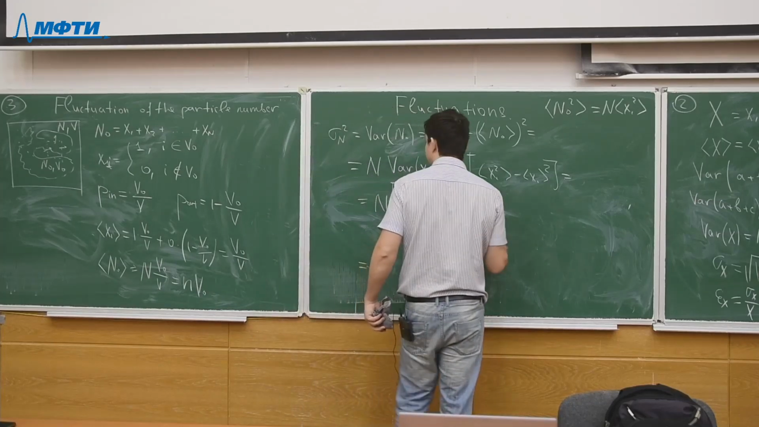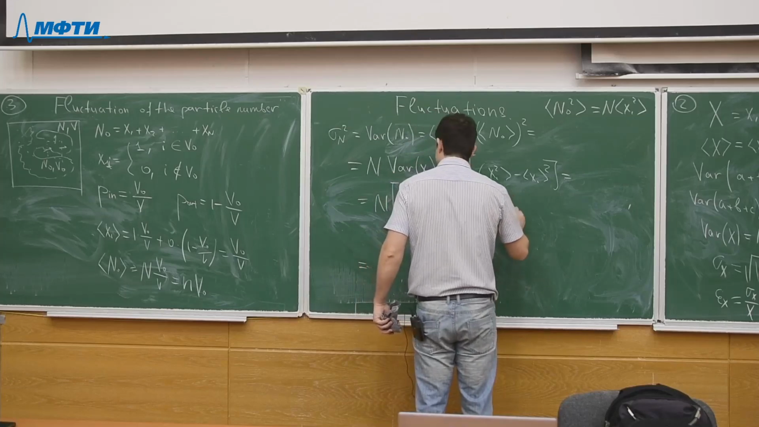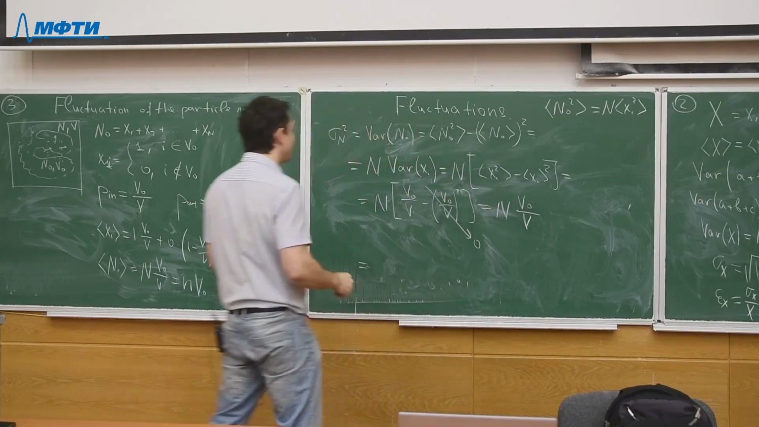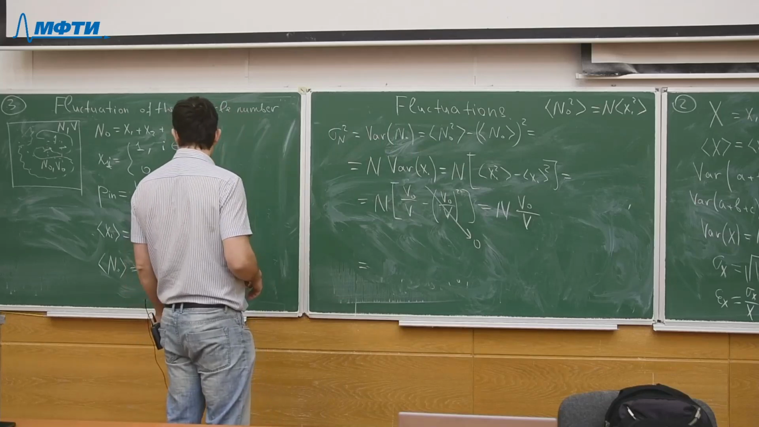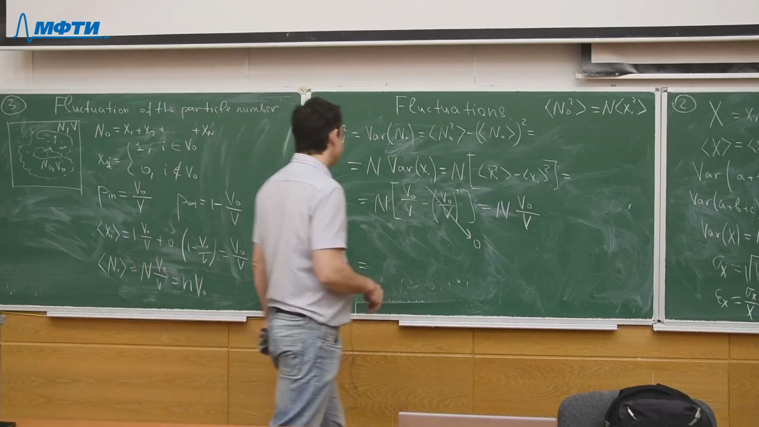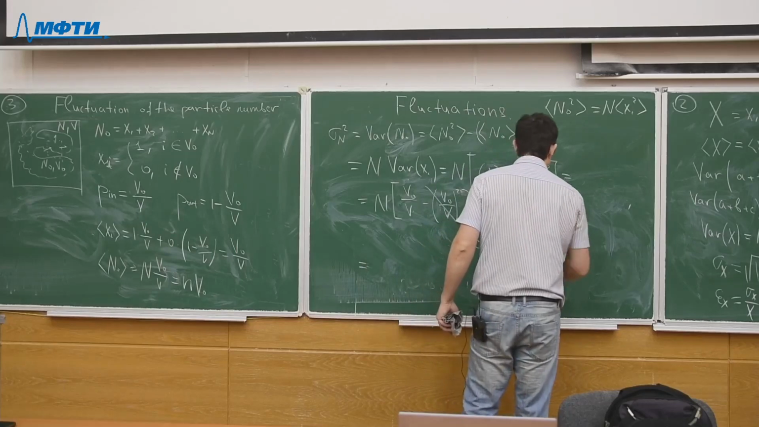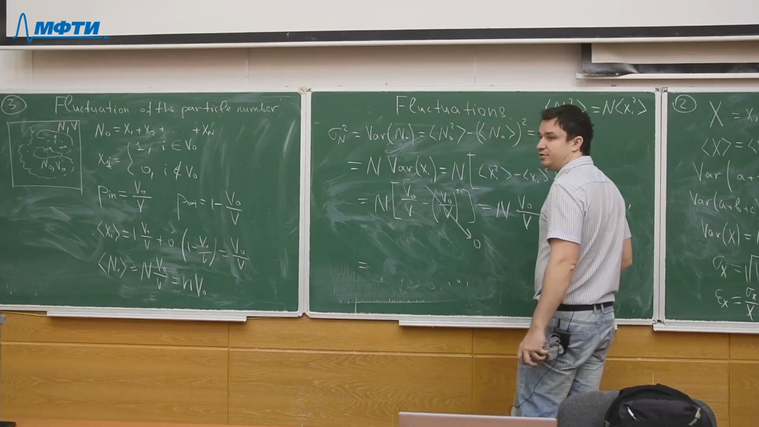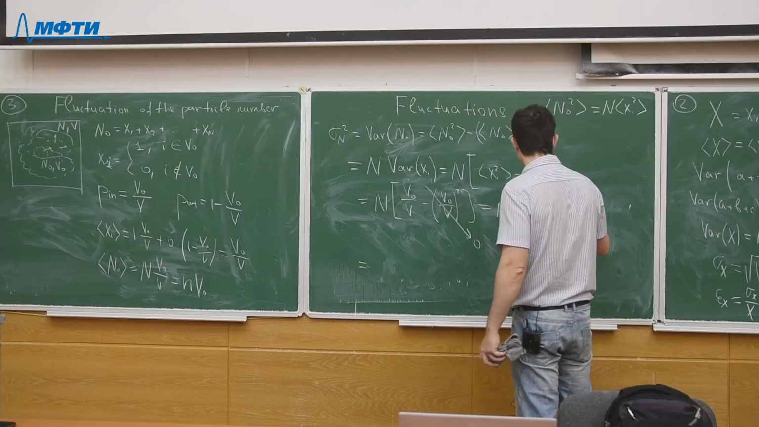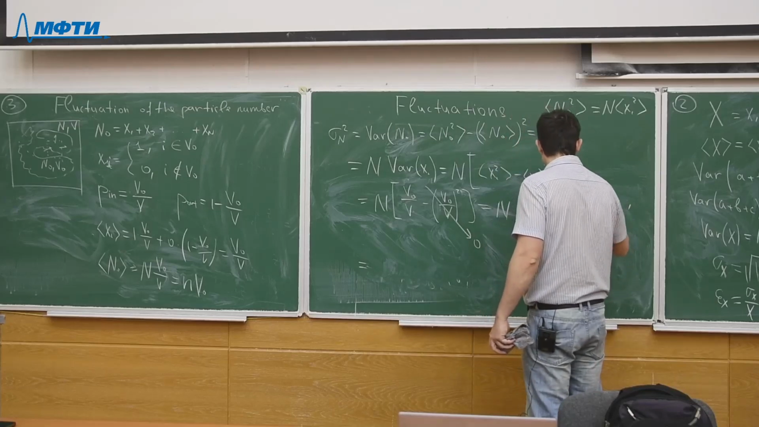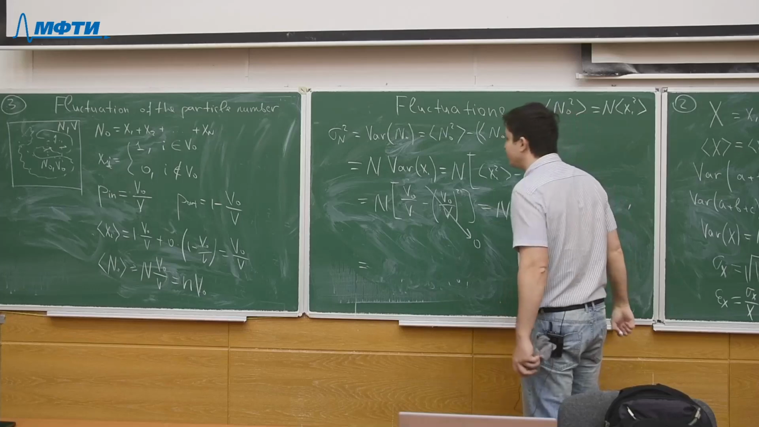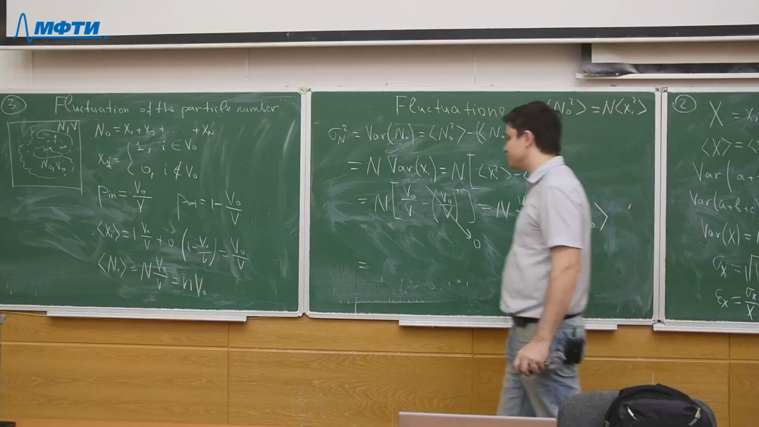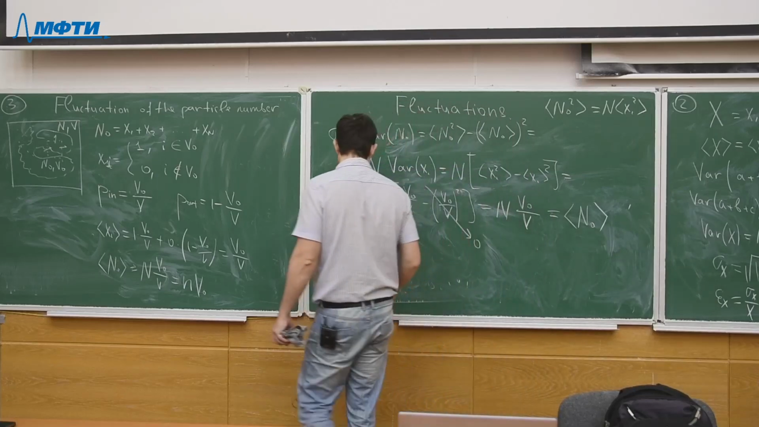So that gives me the answer n times v0 over v, which is exactly the number of particles. So that's a property of this ideal gas, of the distribution of the molecules of the ideal gas in a volume, that actually the variance is exactly equal to the average number of particles in that particular volume.